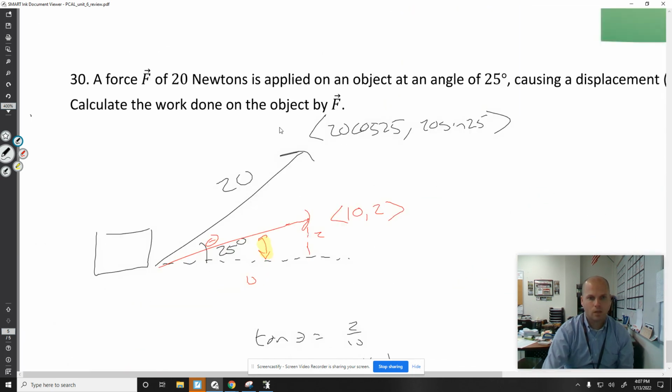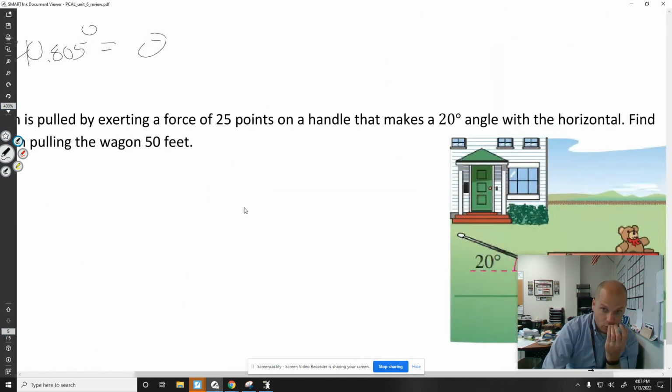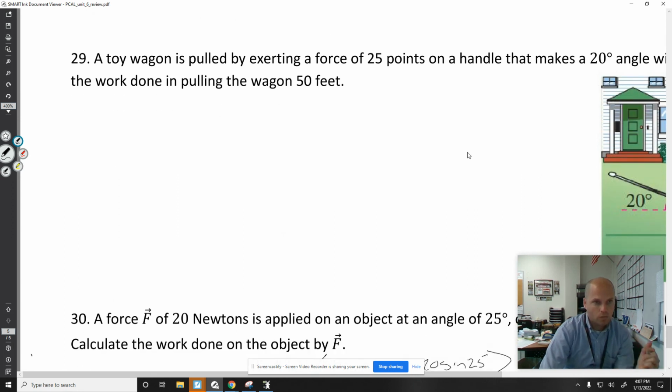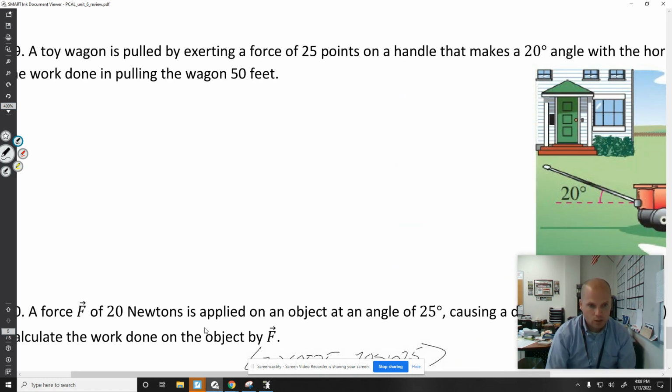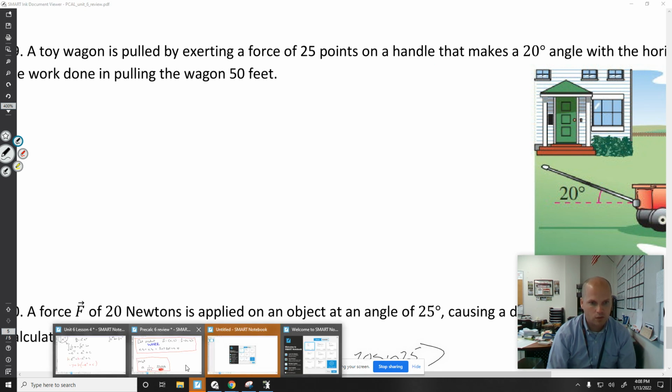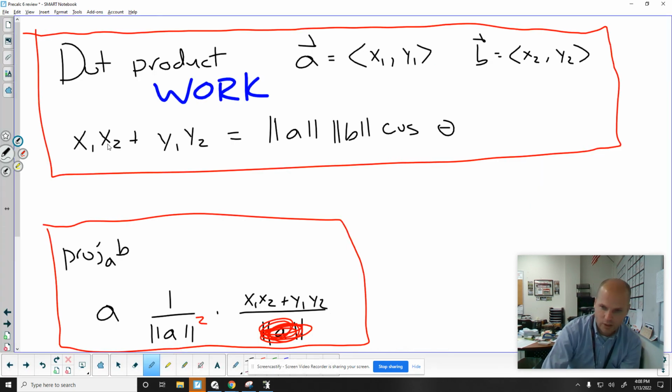All right. To the final two questions that are work. Work is the dot product. There are two ways to calculate the dot product. You could decide to split things into components, x1, x2 plus y1, y2. Boom, that's one way. But another way is to do magnitude times the cosine of the angle in between them.